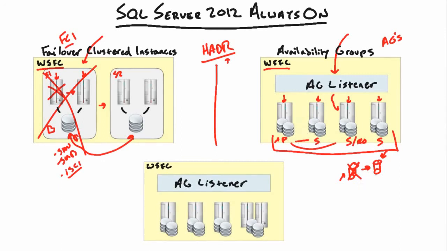Now, if you want to be incredibly cool and popular, then you can combine these technologies in what I like to call Hater Plus. We can create an availability group where one of the replicas sits inside of an FCI, a failover clustered instance. So that'll give us high availability and disaster recovery on top of our high availability and disaster recovery. And that's about as cool as it gets.